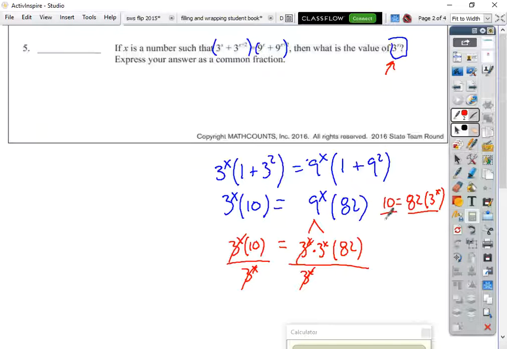Well, let's divide both sides by 82. So we get 10 over 82 is equal to 3 to the x. So we've isolated 3 to the x, and my goodness, wouldn't it be tempting to just write 10 over 82 in the answer blank? But wait, we can't. We need to have all our answers in simplest form, and we know 2 goes into both of them. So we need to reduce this answer. 2 goes into 10 5 times. 2 goes into 82 41 times, and so there is my answer.